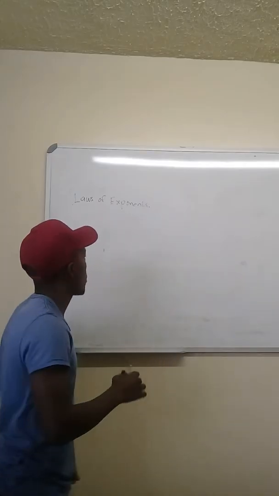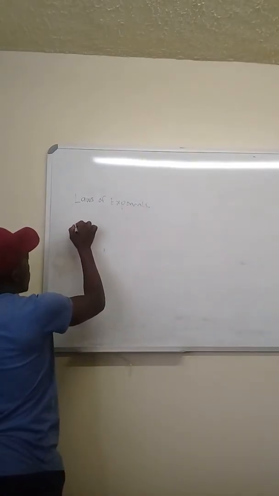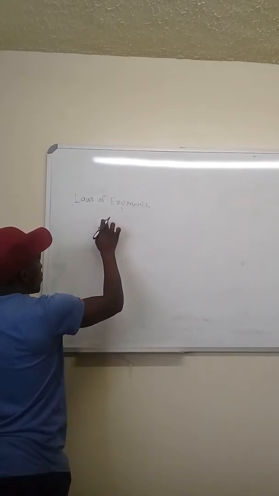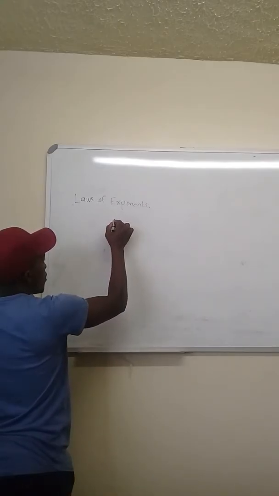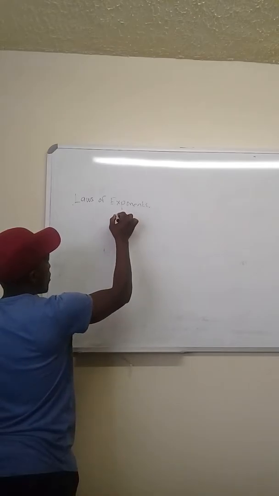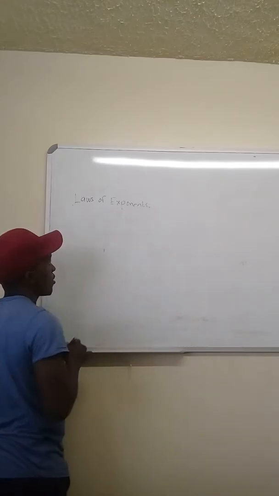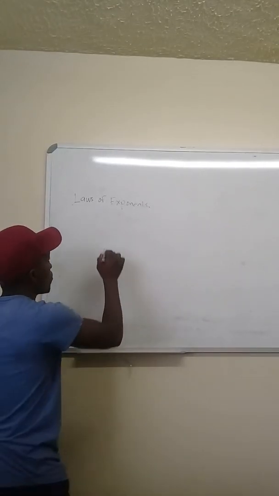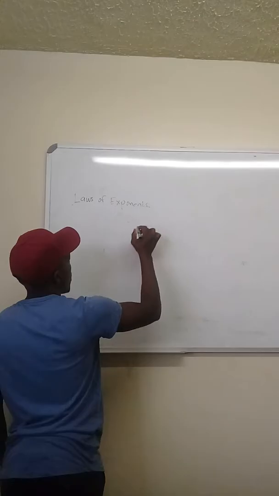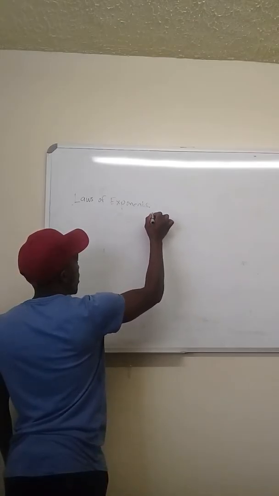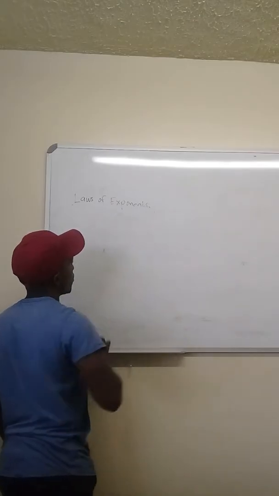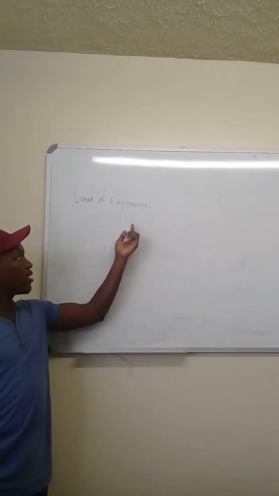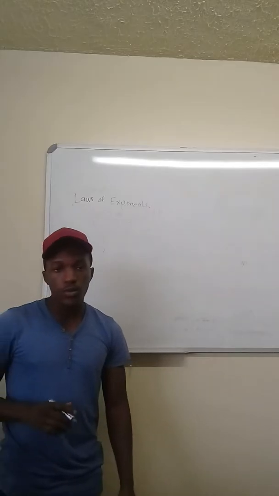The first one says that if you have a to the power n, multiplied by a to the power m, this law says that you keep only the base and add the exponents. That means you keep the base, only one base, and then you add m plus n. If you have exponents of the same base, you keep the base and add those exponents. This is the first law that you need to know.